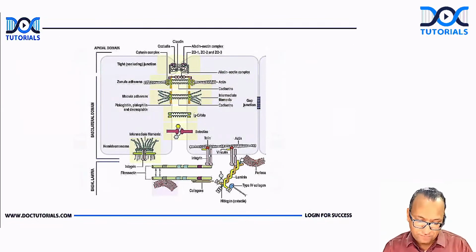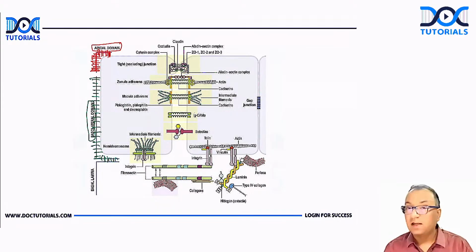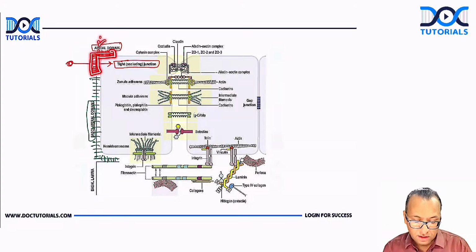You see, this is a diagram from Gray's Anatomy, and according to Gray's Anatomy, there are 2 domains. There is one apical domain which they are showing from here to here. This is the apical domain, and then there is another one which you can see is the basolateral domain. And in the basolateral domain, you'll have to include almost every other cell junction except for one, which is apical. So which is the apical? Apical is the tight junction, which is also called the occluding junction. So if a question comes, what is the location of the tight junction or occluding junction? You should answer it as the apical domain.